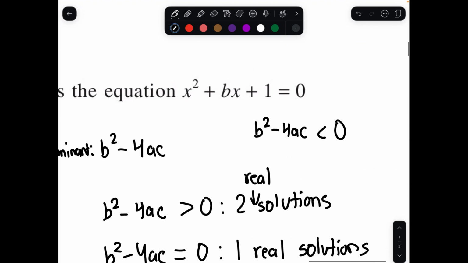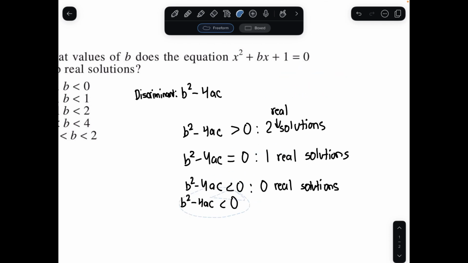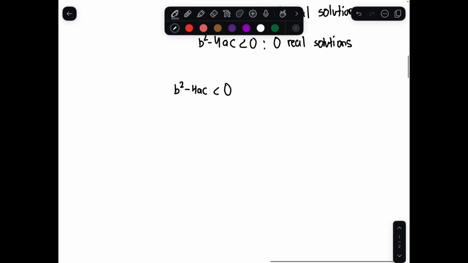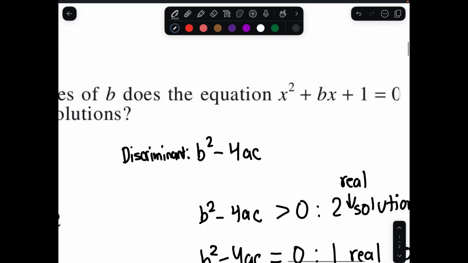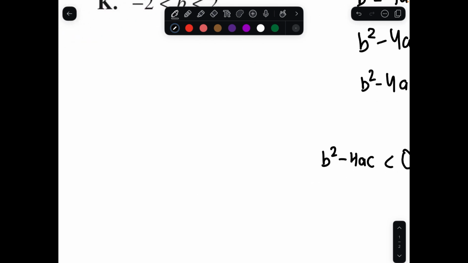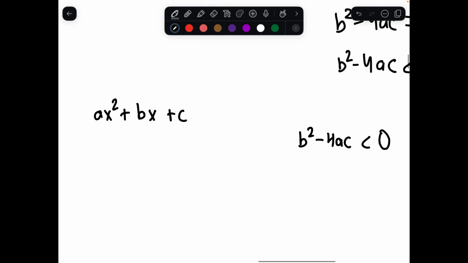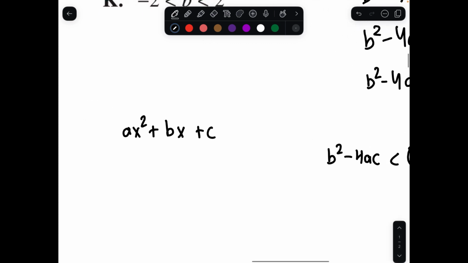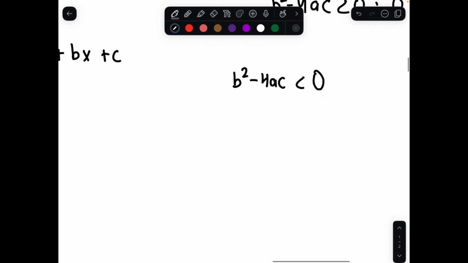So let's do that. Let me bring this down here. So b squared minus 4ac, we want it to be less than 0. Remember, for a quadratic equation, this is the format: x squared plus bx plus c, where a is the coefficient of the x squared term, b is the coefficient of x, and c is just your constant. So b is just a variable right now, so we don't replace that with anything. So it's b squared minus 4.